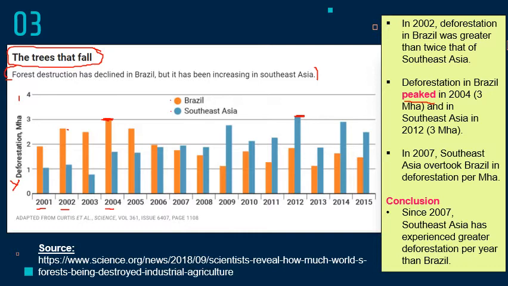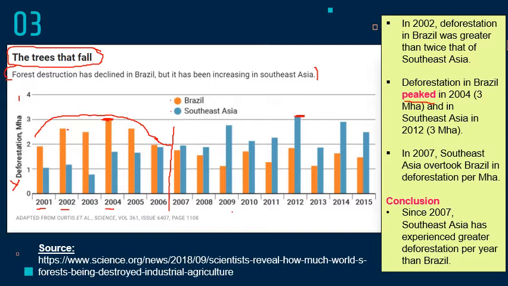In 2007, Southeast Asia overtook Brazil in deforestation per million hectares per year. So in all the years before 2007, Brazil is doing more, even in 2006, just slightly, and then in 2007 we have a change. This is the change. We can see that Southeast Asia overtakes Brazil in 2007, and then for each of the years following that, 2008, 2009, etc.